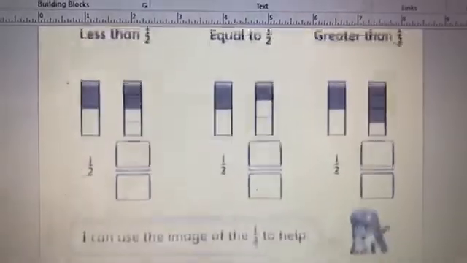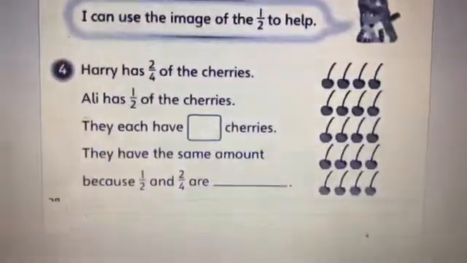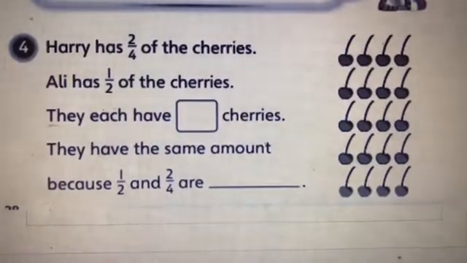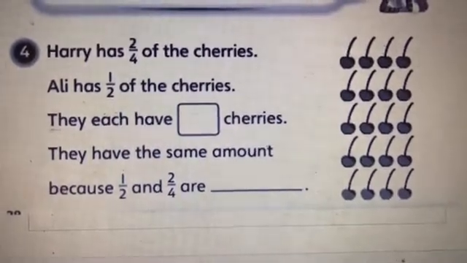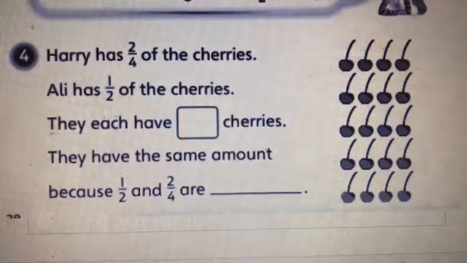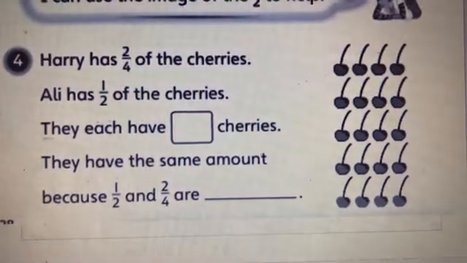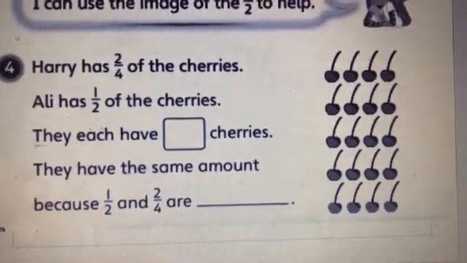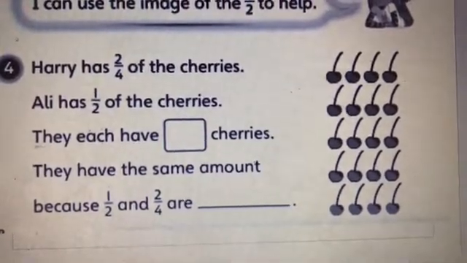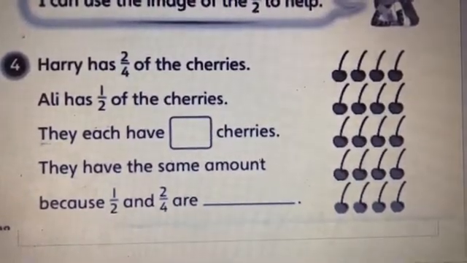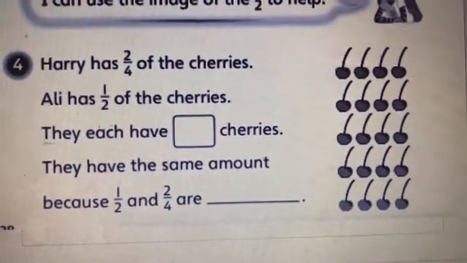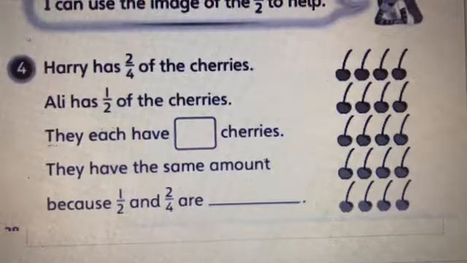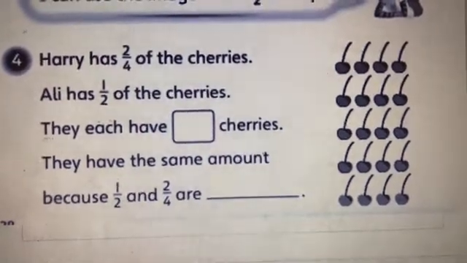Okay, and finally, this is a trickier question you can challenge yourself to have a go at. It says Harry has 2/4 of the cherries. Ali has half of the cherries. They each have cherries. They have the same amount, because a half and 2/4 are, what's that word that we learned? Okay, have a good go at it, and then if you want to afterwards, you could draw some shapes and show halves and quarters to show your learning so far. Well done, everybody.